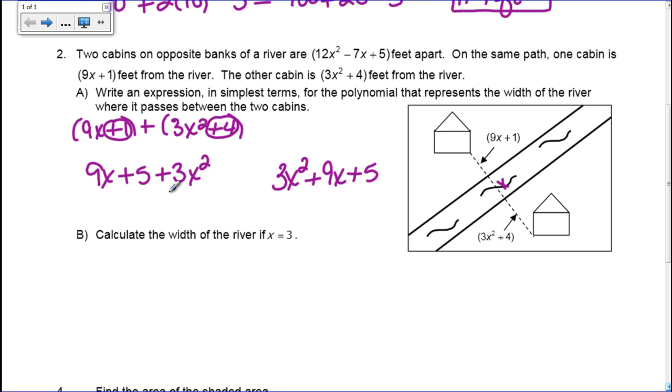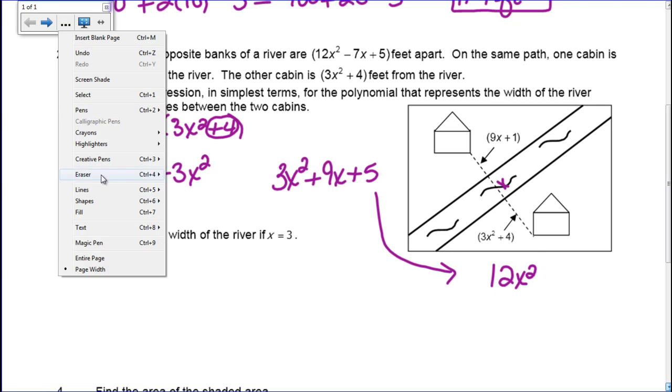Now, we're not done, though. This is just the distance from the cabins to the river. To find out this missing piece right here, I'm going to have to subtract their distance from the river from how far apart they are all the way. So I'm going to write it down here. This goes with part A. So this is my total distance.